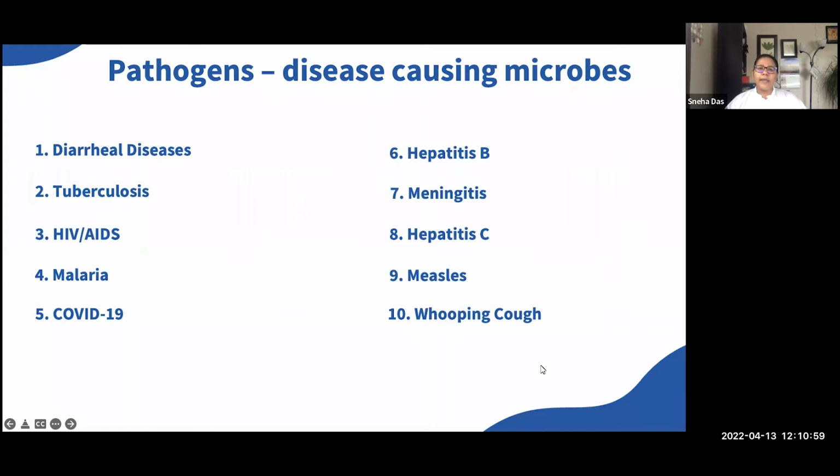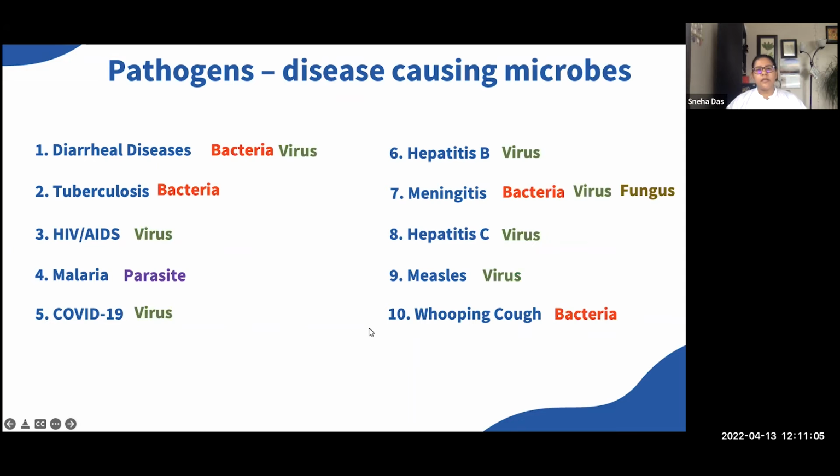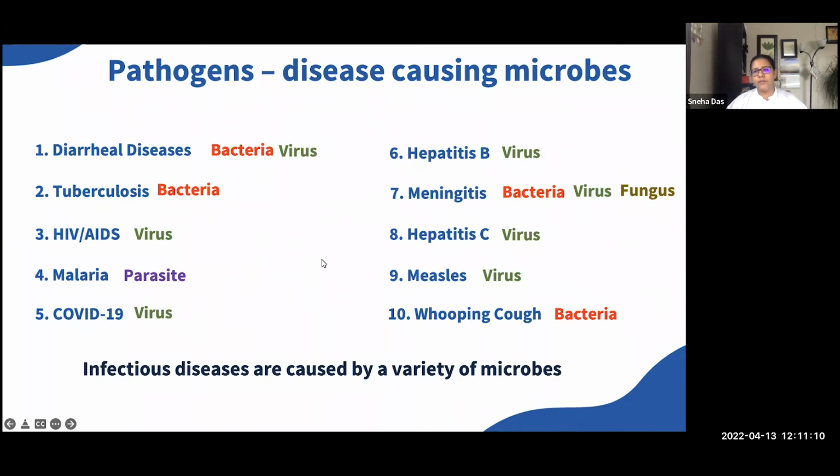So if we look at the top 10 infectious diseases that are affecting humans, we can see that they are caused by a wide variety of microbes. In fact, if we specifically look at meningitis, this infection can be caused by either a bacteria, virus, or fungus. And even for diarrheal diseases, it can be either a bacterial or a viral infection. So we have these infectious diseases that can become life-threatening, and antimicrobials are really, really important for treating these infectious diseases.